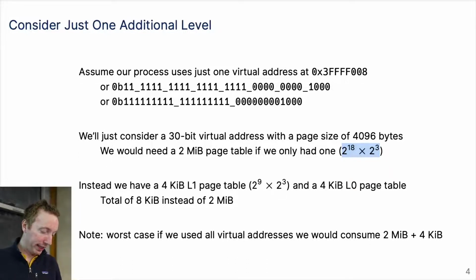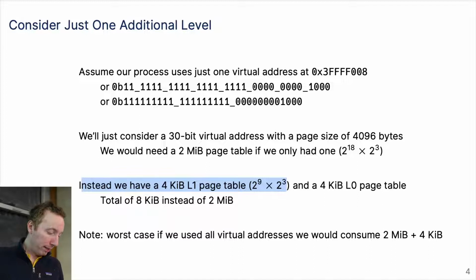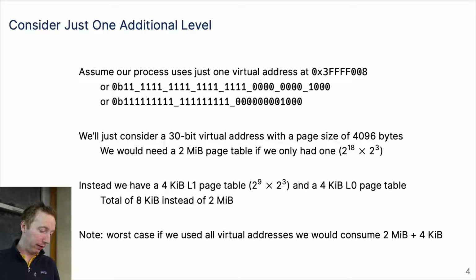So the idea here is, instead of having a big 2 megabyte page table, if we only need to map a single page or very few pages, we could instead have 1 page table for our L1. And again, remember, they're fitting on a page, so they would be 4 kilobytes. So you would have 1 level 1 page table, and then you would have 1 level 0 page table. So they're each 4 kilobytes. So in total, you would need 8 kilobytes instead of 2 megabytes.